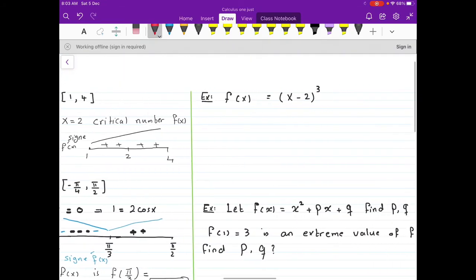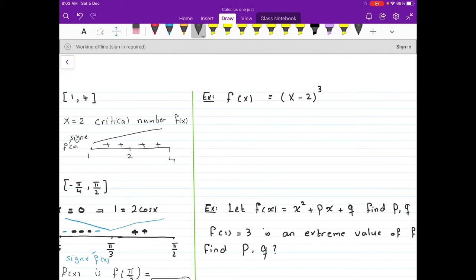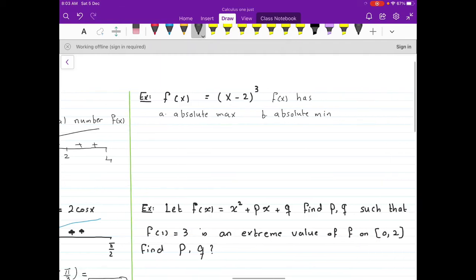Now if we define f of x equal to (x minus 2) to the power 3. Question: f of x has A, an absolute max, B, an absolute minimum, or no absolute extremum. Maybe you think of solving it and seeing whether it has an absolute max or minimum.